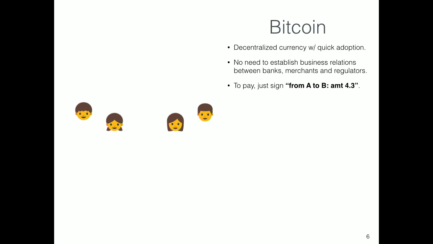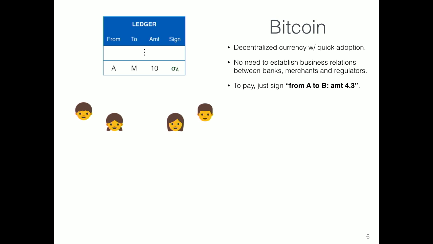OK, cool. So let's go back to considering decentralized currencies. We've had eCash in crypto for a long time, but it only really took off when a decentralized technology came about, and that was Bitcoin. For the past few years, Bitcoin has seen rapid adoption among people across the world. Part of the reason is that to pay someone, you don't need to create a complex business relationship with them. You don't have to talk to banks and regulators and so on. All you do is, if Alice wants to pay Bob, she just signs a message saying from A to B and the amount. That just goes on the ledger, and the parties maintaining the ledger eventually approve it, and Bob gets this much money in his account.